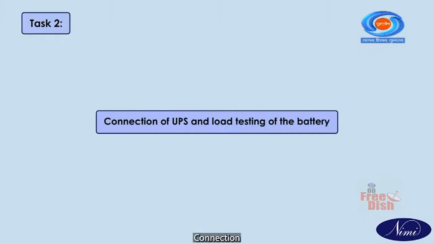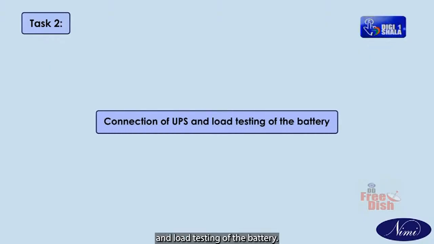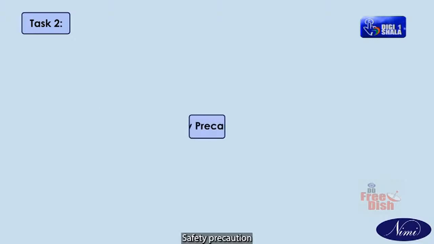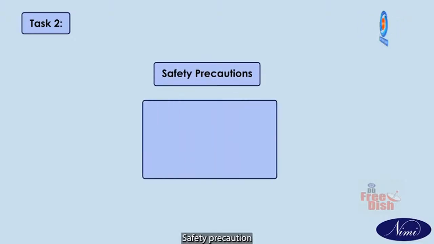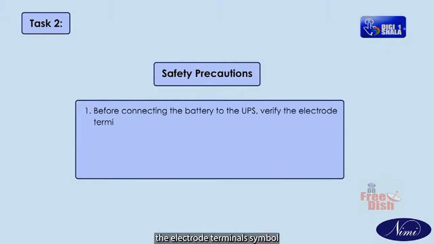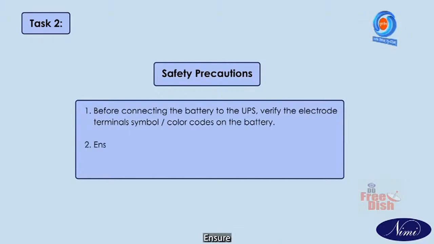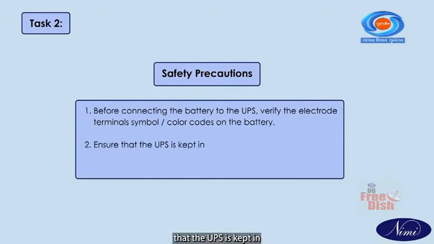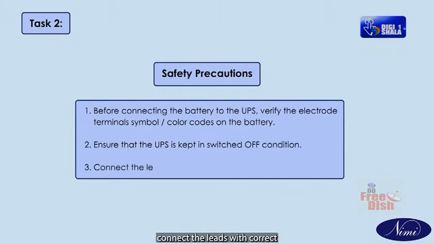Task 2. Connection of UPS and load testing of the battery. Safety precaution. Number 1. Before connecting the battery to the UPS, verify the electrode terminal symbol or color codes on the battery. Number 2. Ensure that the UPS is kept in switched off condition. Number 3. Connect the leads with correct polarity and tighten them.